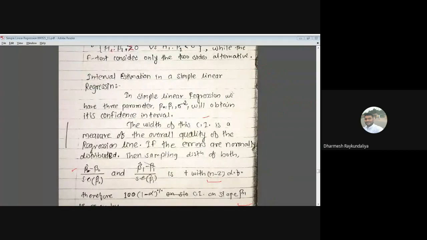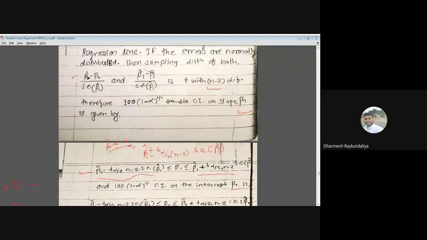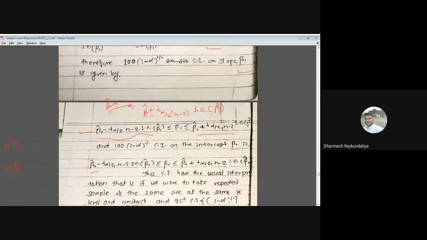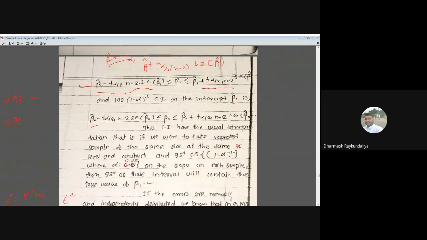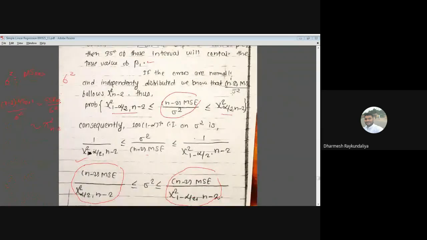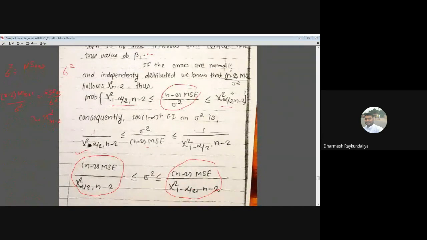Once the hypothesis is rejected, we always try to find the 95% confidence interval which contains the true value of beta 0 and beta 1. So we have obtained the 95% confidence interval for beta 1 and beta 0. The third parameter is sigma square, so we have also obtained the 95% confidence interval for sigma square.